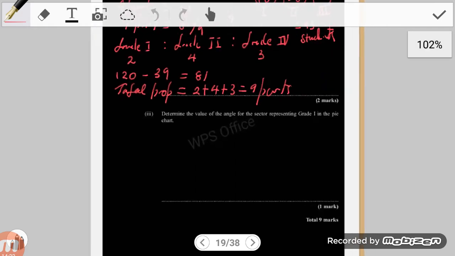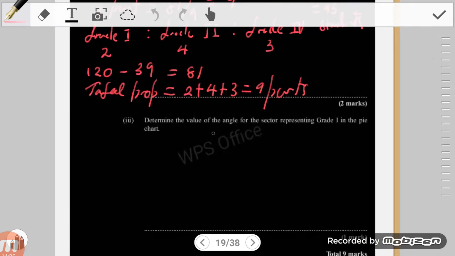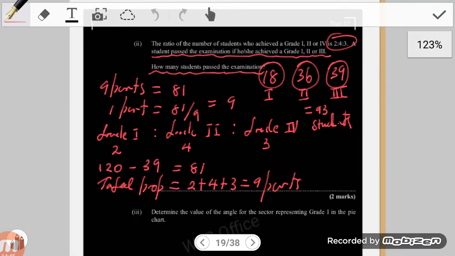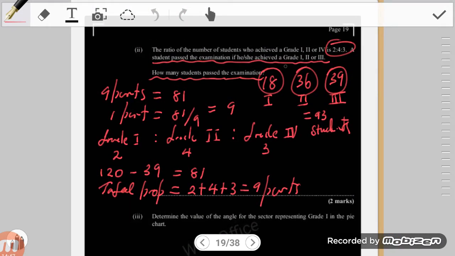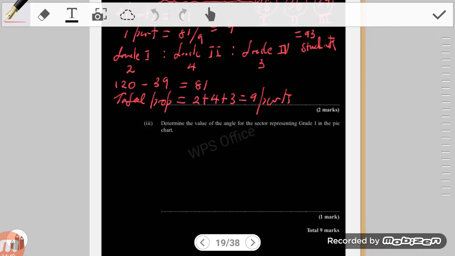Alright, so we have to determine the value of the angle for each sector representing grade 1 in the pie chart. Alright, so we know how many students now represents grade 1, which is 18. So that's 18. I will know the total amount of students in the survey, so that's 120.